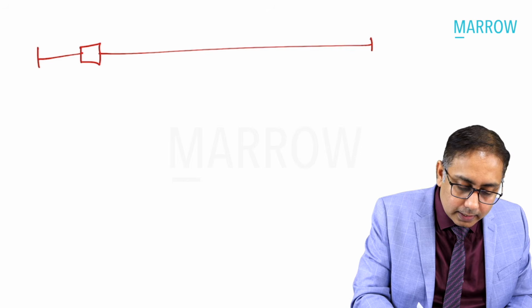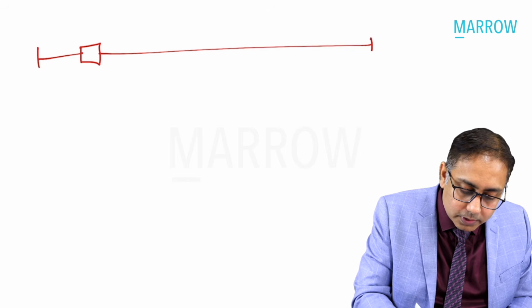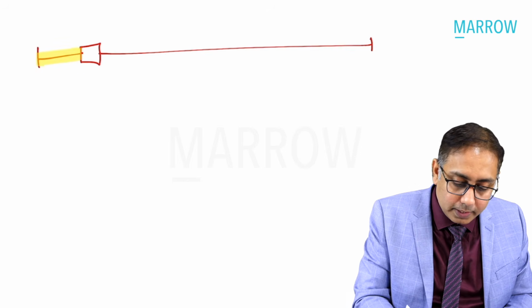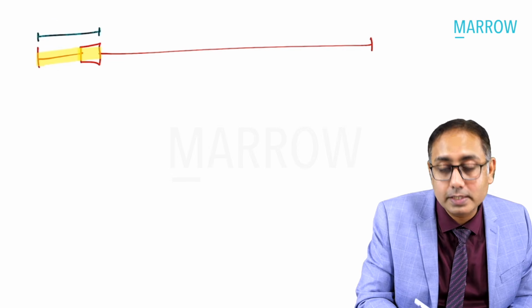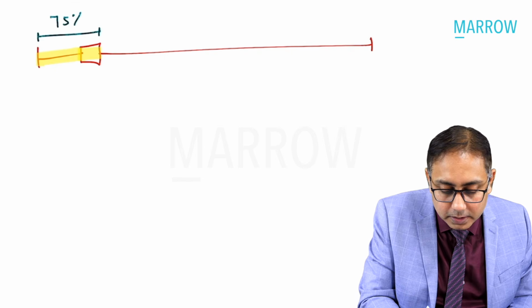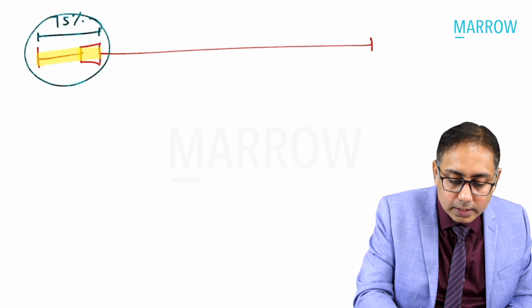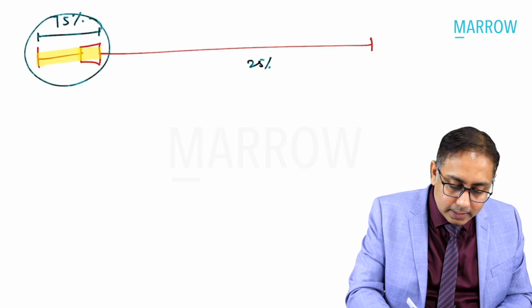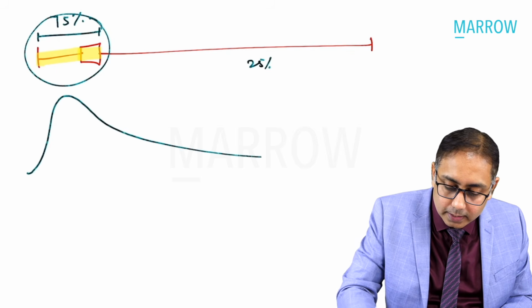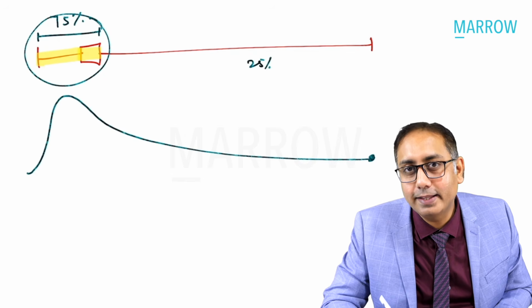How many values are there in this whisker? 25. In the box, there is 50%. So can I say that 50 and 25, 75? 75% of values are within this range, and then only 25 are in this big range. So can I say that this data looks like this? Can I say like this?